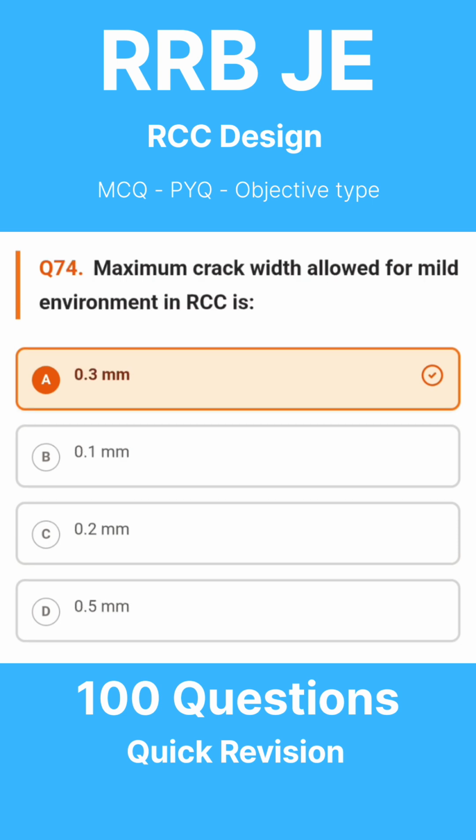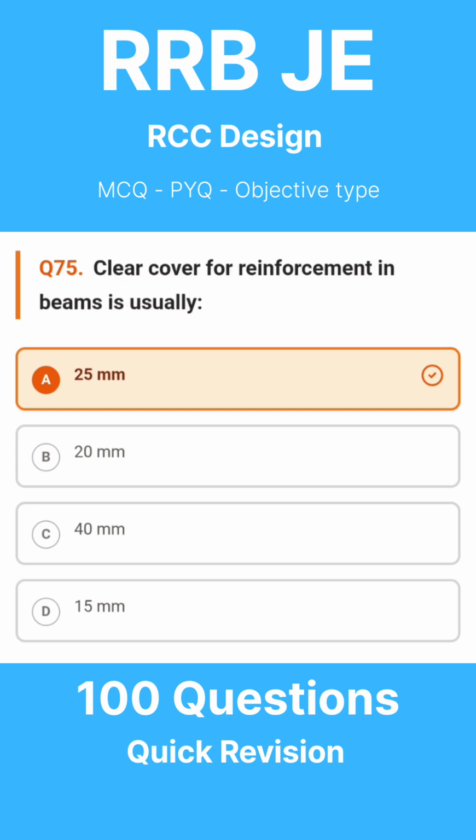Question 74. Maximum crack width allowed for mild environment in RCC is. The correct answer is 0.3 millimeters. Question 75. Clear cover for reinforcement in beams is usually. The correct answer is 25 millimeters. Question 76. Clear cover for reinforcement in columns is. The correct answer is 40 millimeters.